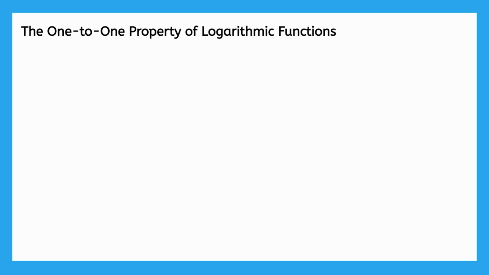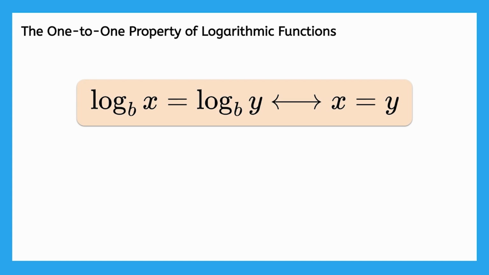The one-to-one property of logarithmic functions says that log base b of x equals log base b of y if and only if x equals y. This property assures us that if two logarithms of the same base are equal, their arguments must be equal as well. Why does this make sense?